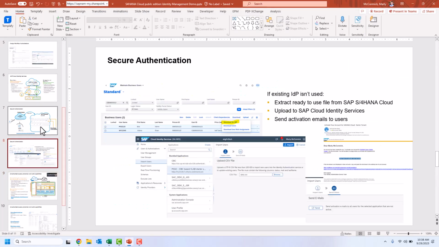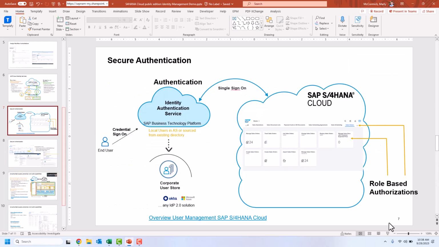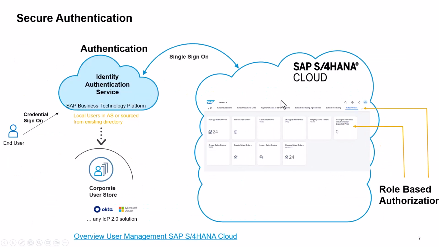So what we just looked at is that roles and authorizations are maintained in S4HANA Cloud. Users are authenticated via IAS, and even if you integrate with an existing corporate user store like Okta or Azure, the IAS is used as an authentication proxy at that point. So users still come to IAS even though they're redirected to the IDP solution.